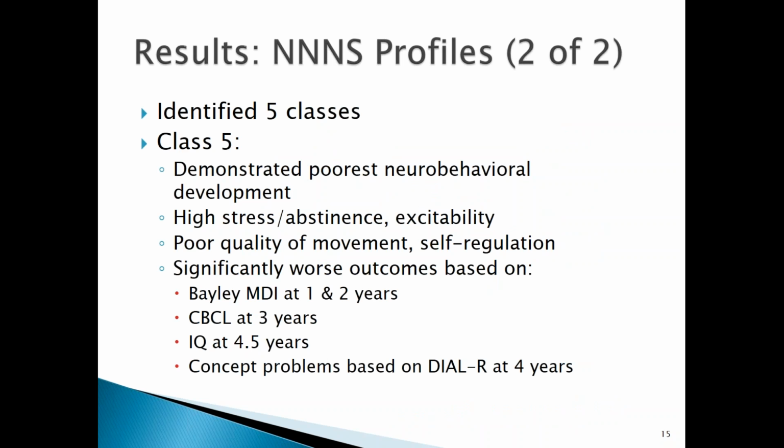And when we looked at the outcomes for that class compared to the others, we saw that they had worse outcomes, for example, on the Bayley MDI at 1 and 2 years, and the Child Behavior Checklist at 3 years. They had lower IQ at 4.5 years, and they had some concept problems at 4 years. So we were able to see this relationship between early development and later outcomes. And for those of you interested in that time period, that may be a scale you're interested in.